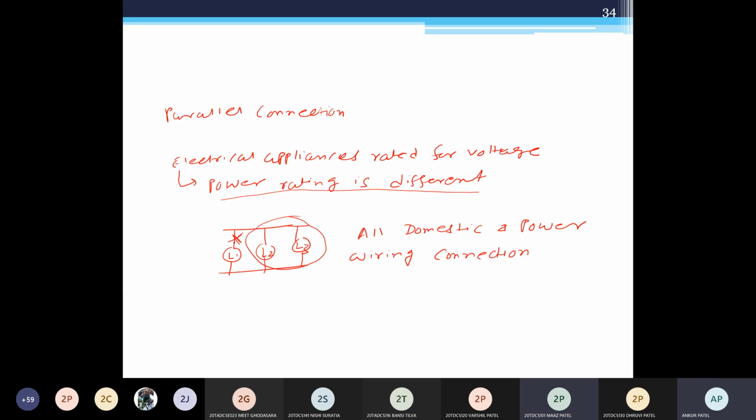No doubt, sir. Okay, the main advantage is that appliances are rated for the same voltage but the power rating is different. If any break or failure occurs in any branch of the circuit, it does not have any effect on other branches. And we can switch on or off any appliance without affecting the other appliances. So this is the main advantage of parallel connection. The applications are domestic and power wiring connections.